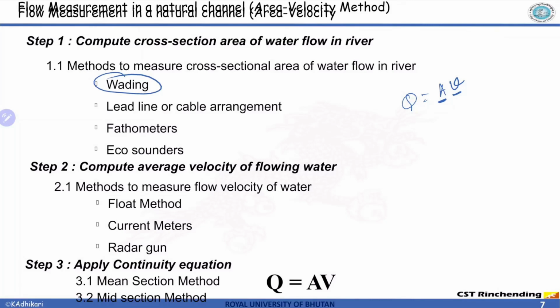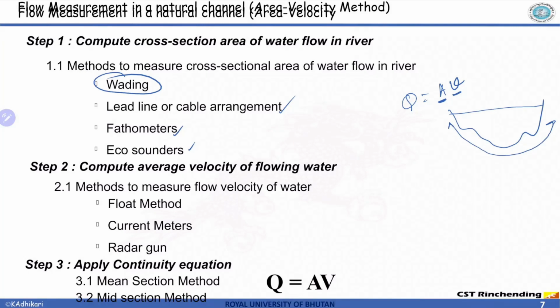And there are others like line and cable, that is what I was explaining, and there are other equipments like fathometers and echo sounders. These echo sounders are usually mounted on a boat, and this boat travels across the river, and as it moves it records the bathymetry. Bathymetry means this surface, this bottom of the river is what we call bathymetry. So then we can calculate the area.